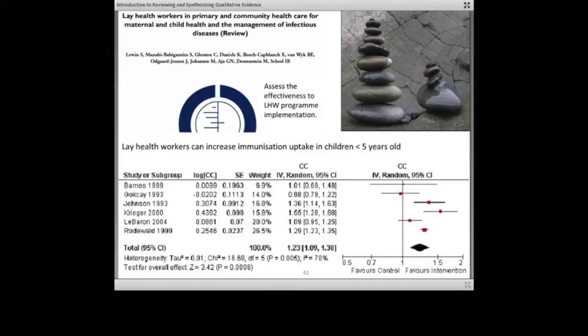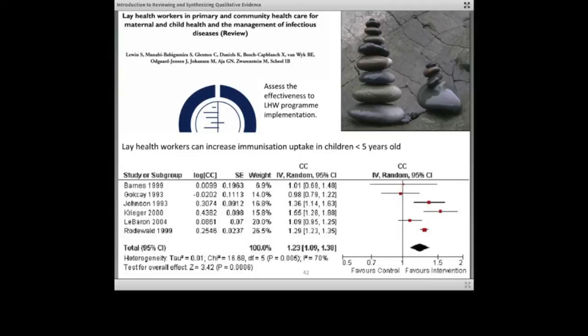And you can see the parallel with the pile of stones here. You see all the individual studies on the left of your screen, the Barnes until the Rodewald study. And then on the right hand side, you see the effect measure for each of these individual studies. And at the end of the plot, you can see this diamond that actually shows that lay health workers have a positive impact on the maternal and child health.